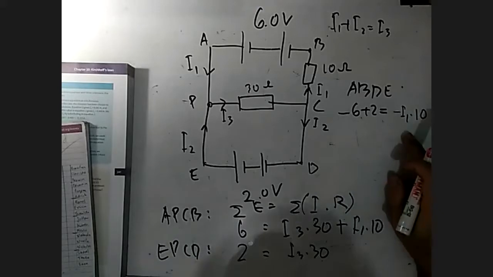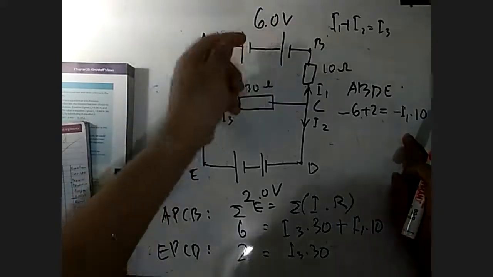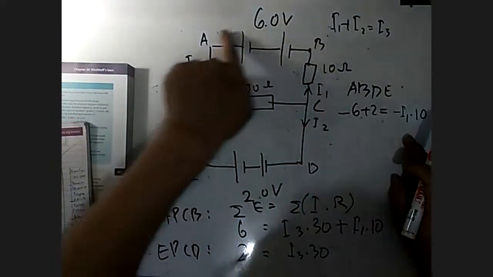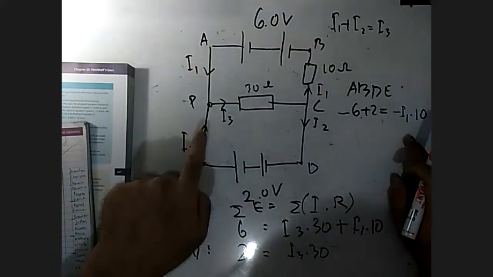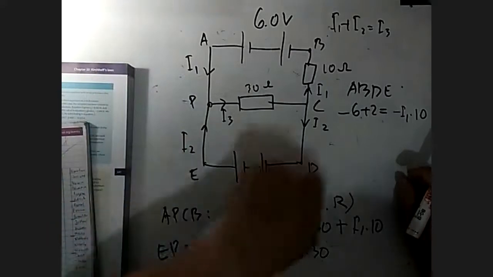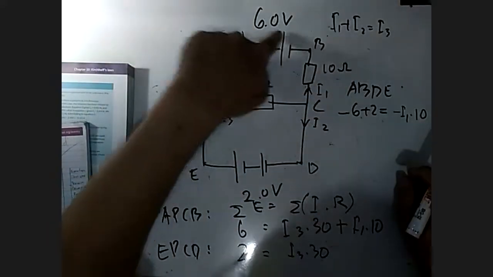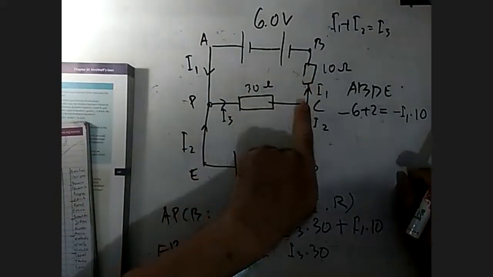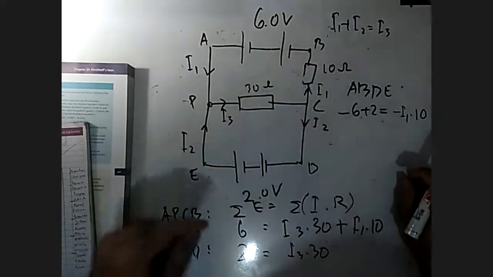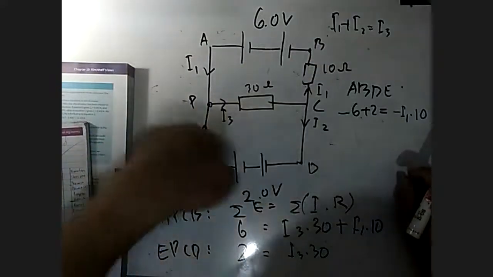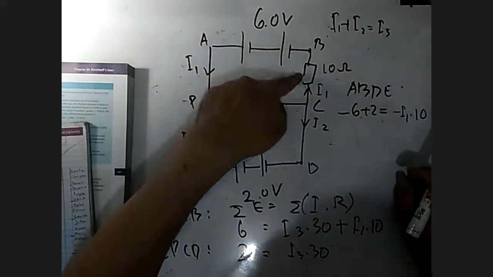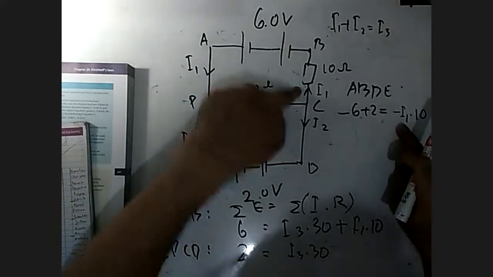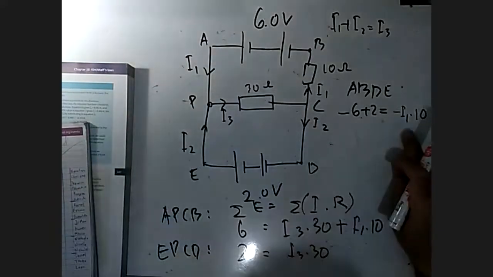Why negative I1? Because here we're going to go against the direction. The direction goes there, right? If we have A, E, D, B, then the 6 is going to be positive, the 2 negative, and the 6 positive. We go along with the direction. But as we go this way, we're going against the current at this point, so the number is negative of I1. We go against it, times 10.